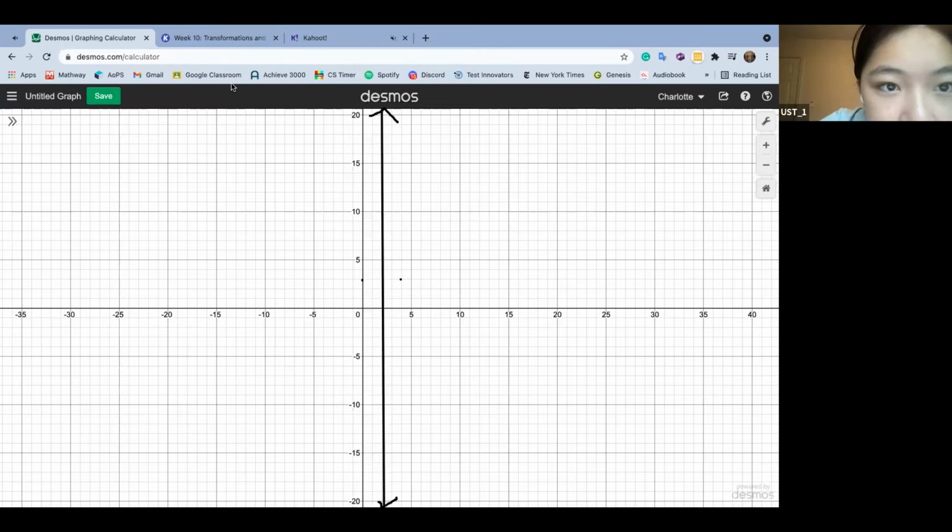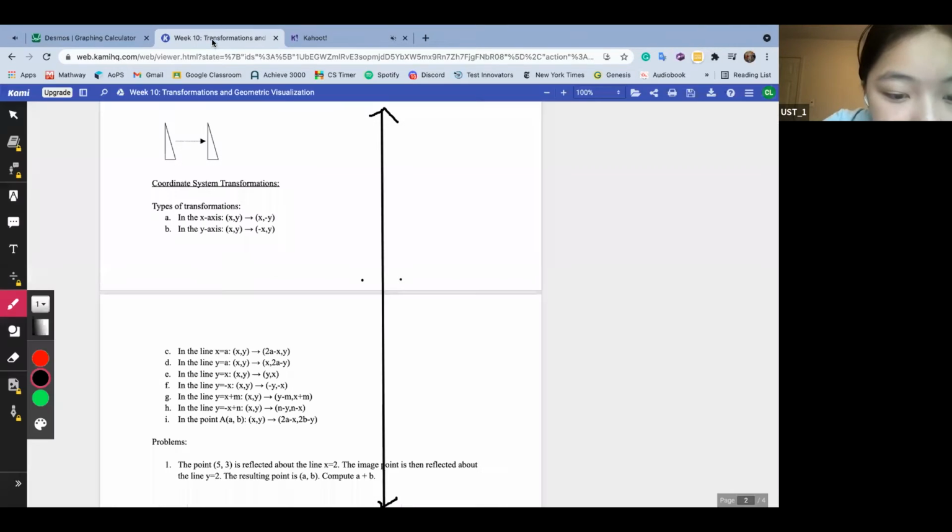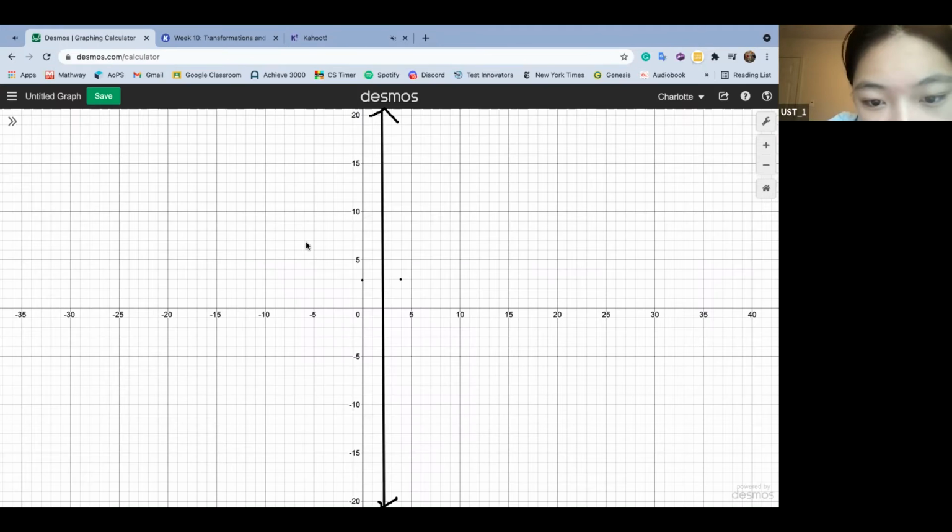And here there's a formula you can use. Here's 2a minus x. So you have the point x, y and it turns into 2a minus x, y. So the y coordinate will stay the same. So the y coordinate will still be 3.